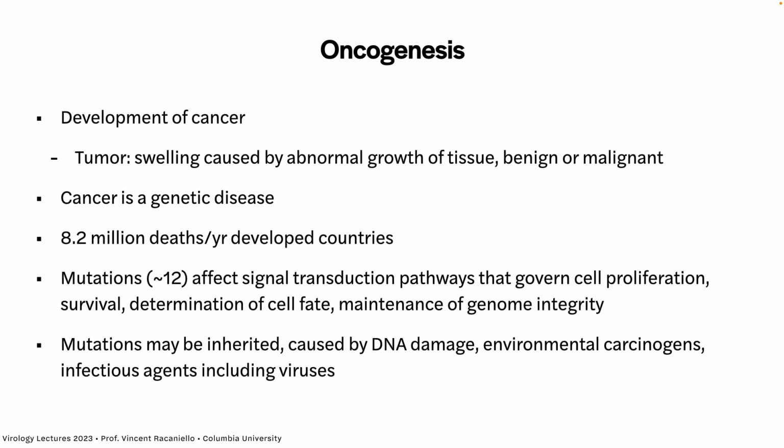But oncogenesis is different. Oncogenesis is the development of cancer. And a tumor, of course, is a swelling in you caused by abnormal growth of cells. A tumor can be benign, in which case it won't kill you, or it could be malignant. It can metastasize throughout your body. Cancer is a genetic disease, 8 million deaths a year in developed countries. Why don't we look elsewhere? They don't have good enough health care to know, but there certainly are cancers in other countries as well.